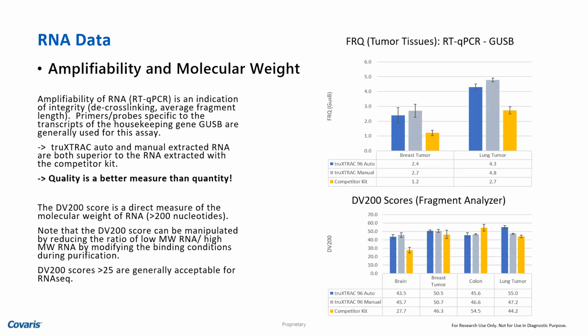And if I move over to the amplifiability of the RNA, you are also looking at better quality of the FRQ values and also better DV200 scores. The one in yellow is a competitor. Which competitor? I'll come to it in a second. We're not showing it on our slide, but using a publication that came out recently.